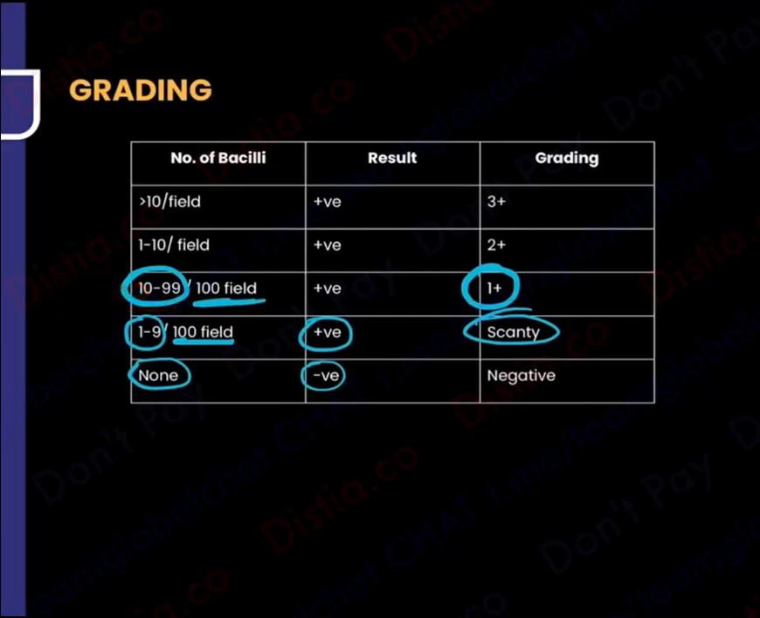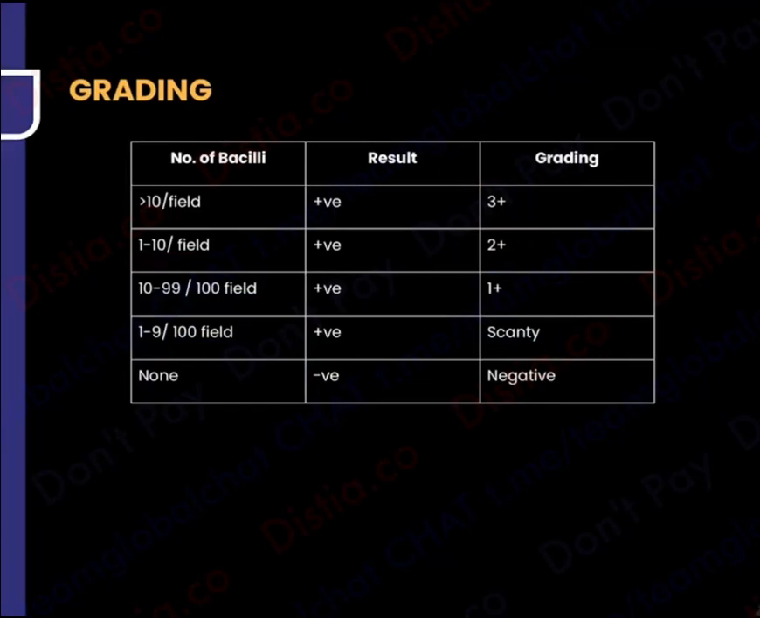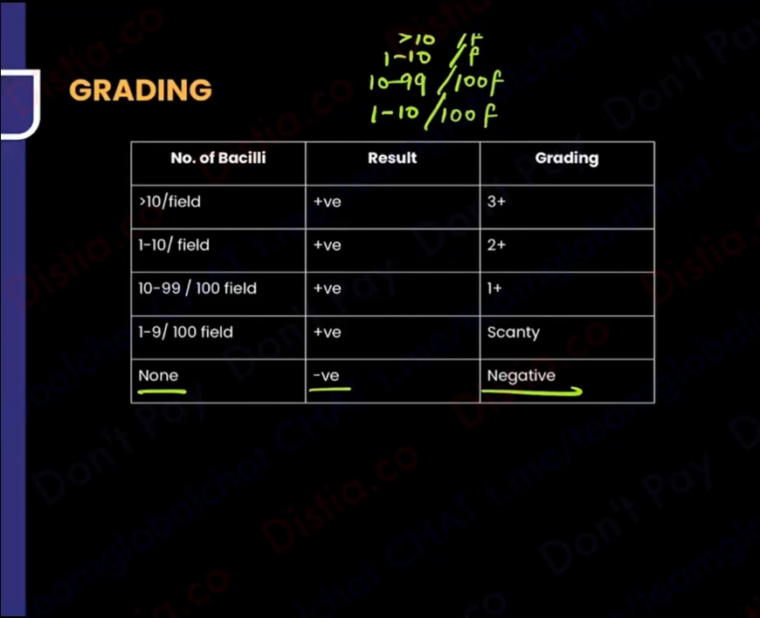So now the next two categories are per field. Now in every field I am seeing 1 to 10, and the next in every field I am seeing more than 10. That becomes 2 plus and 3 plus. So now let us all of us write this once again. Simple, what I'll do, negative ko negative karo, side karo. First I will see 100 fields, then per field, per field. You can learn it as 1 to 10, 10 to 99, again 1 to 10, more than 10. Simple.